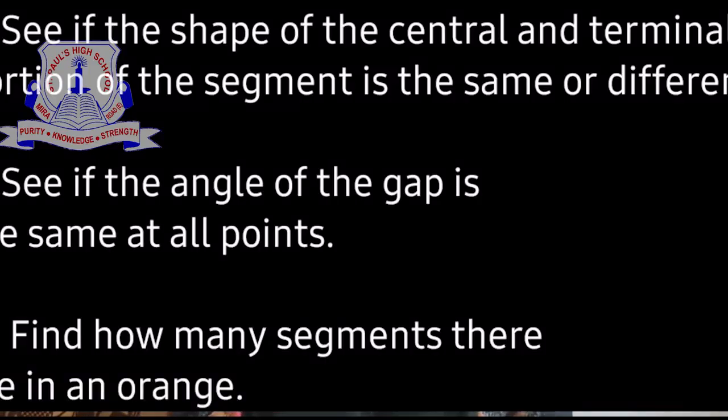See if the shape of the central and terminal portion of the segment is the same or different. See if the angle of the gap is the same at all points. Find out how many segments are there in the orange. To answer these questions, an orange is spherical with circular cross section. There are 360 degrees in a circle.